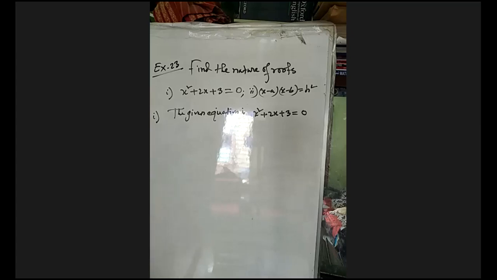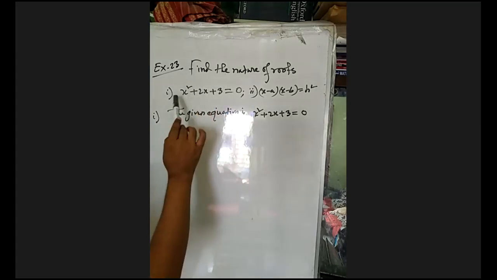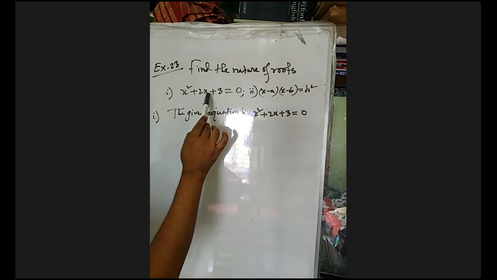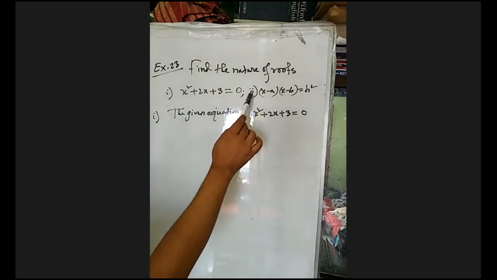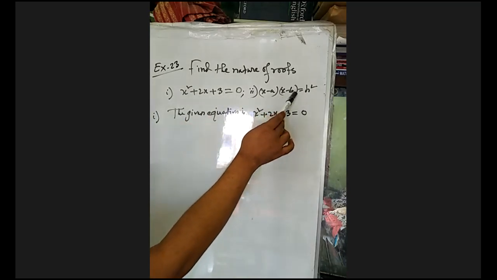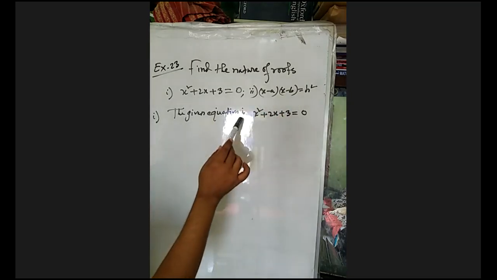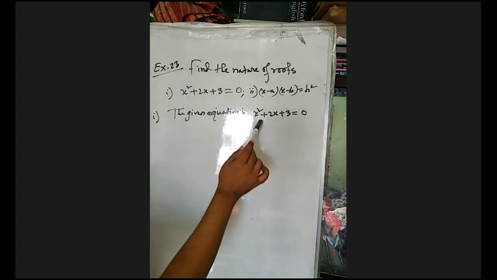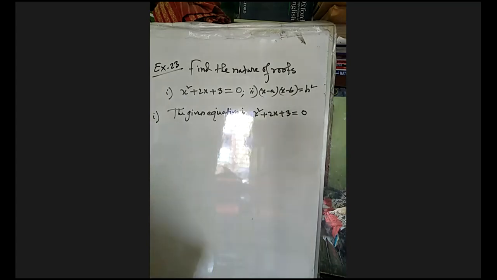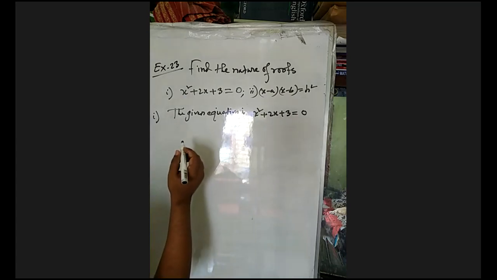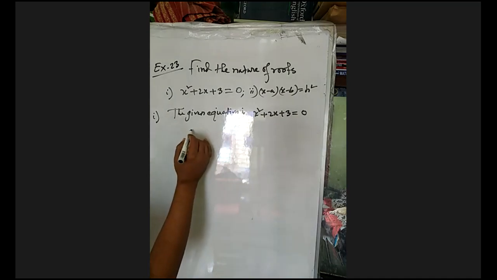Now we have to find out the nature of the roots. Number 1, the equation x square plus 2x plus 3 equal to 0, and number 2, x minus a into x minus b equal to a square. First of all, the given equation for number 1 is x square plus 2x plus 3 equal to 0. Now comparing with the standard form of quadratic equation, we can write x square plus 2x plus 3 equal to 0.